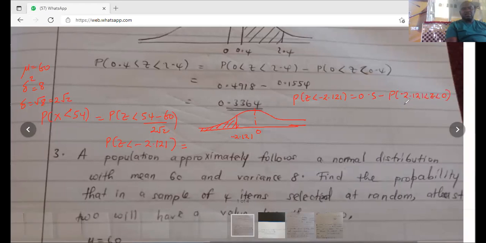Z less than zero. When you read the table, because the negative is the same as the positive, what answer do you get? Then those of us who have calculators, press Q. Give me the answer. The calculator value is 0.483. So when you subtract, what answer do we get?